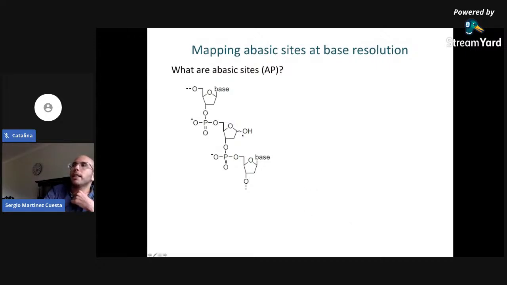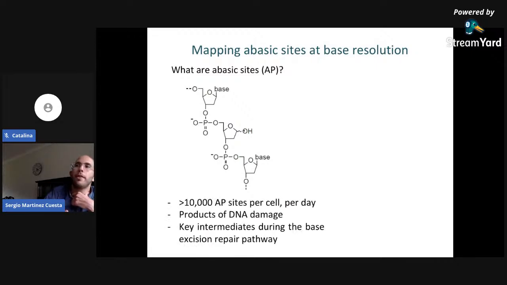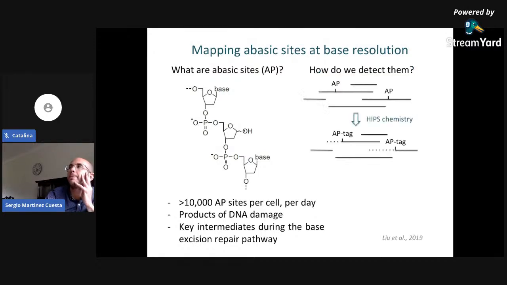But what is an abasic site? Essentially, your nucleotide, so your base here, is missing. Okay, so that's about it. We know that there are around 10,000 abasic sites per cell per day, and they are products of DNA damage. And then, as I showed you before, they are key intermediates of the repair and excision pathways.